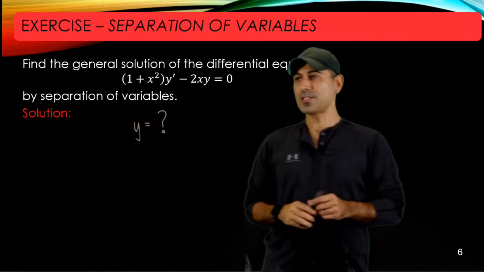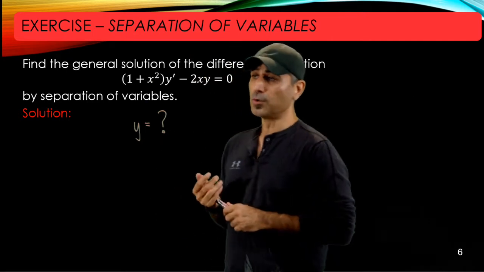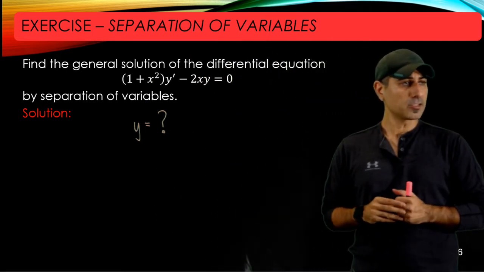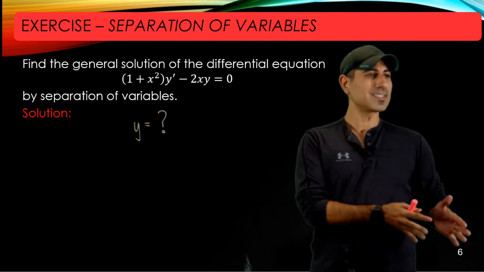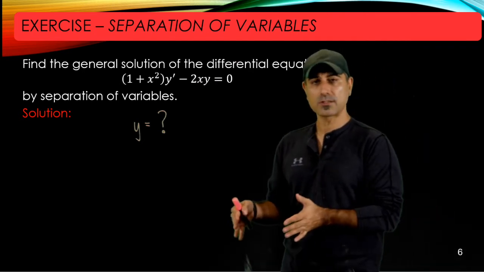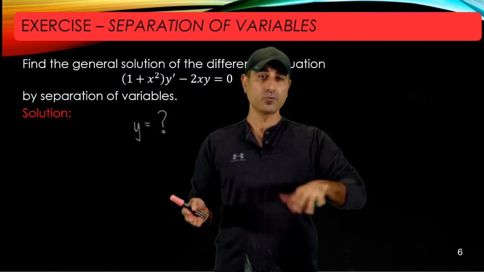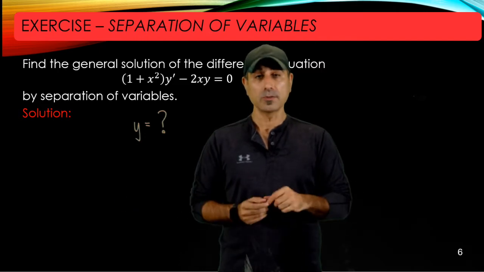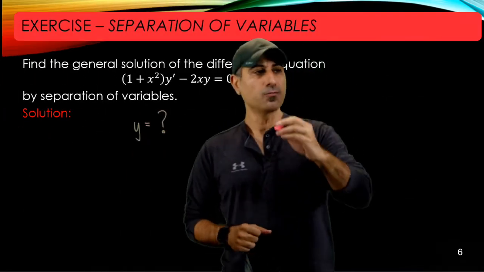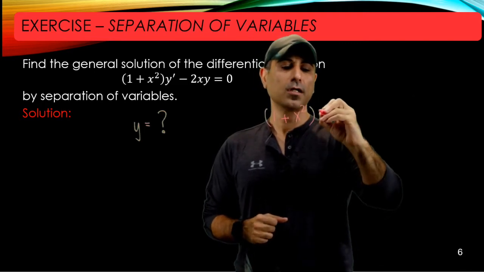So what we're going to do here is that if we can, we're going to try to separate the variables x and y. In other words, we're going to collect all x terms on one side of the equation and all y terms on the other side of the equation. This technique allows us to find the antiderivatives of both sides of the equation, which is in fact integration of both sides of the equation.